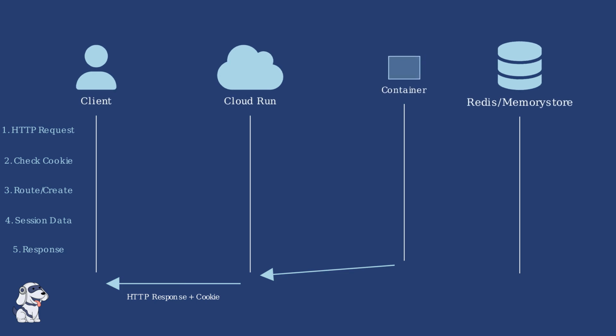This sequence diagram illustrates the complete session flow in CloudRun. The session affinity cookie ensures consistent routing, while external session storage in memory store or Redis maintains state across the stateless container environment. This architecture provides both scalability and session persistence for web applications.